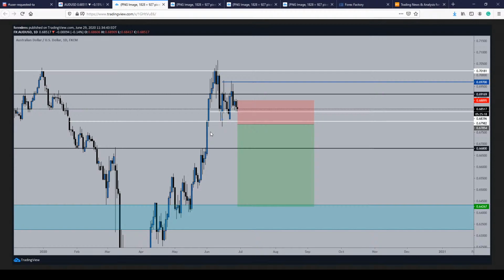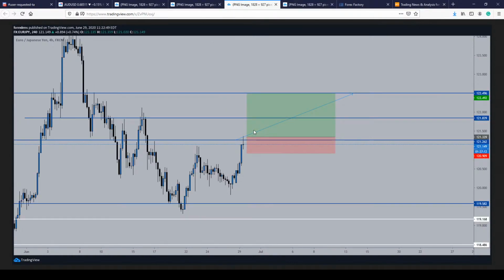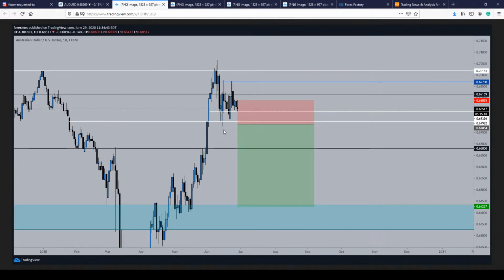What's the entry point? I don't think I've given an entry point for anything yet. The only potential setups we have are pound dollar, and that's a break of 1.22600. So if you break 1.22600, anywhere there is an entry point. The other one is euro yen. We're looking for alarms. If we get a break above 121.260, then we have USD yen. A break above 108.100 is an entry point. And then this trade we just analyzed, 0.68 thousand, anything below is an entry point.